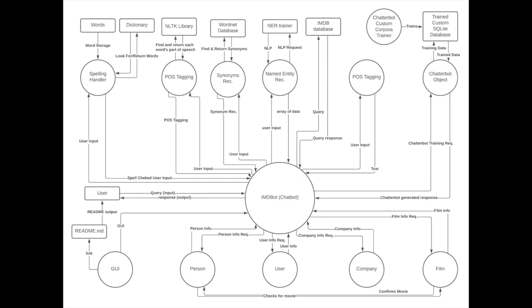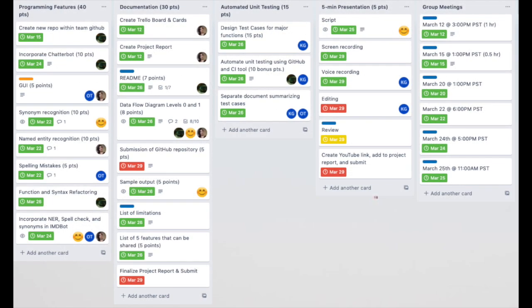The IMDb bot process will also launch the GUI process to retrieve data as well as output data to the user. The GUI is also linked to the team repository on GitHub, which will display the project's README to the user. The IMDb bot process will also launch POS tagging for the user's input using its respective database to do this. The IMDb bot process is also connected to the chatbot trainer process, which trains itself to respond to the user when needed.